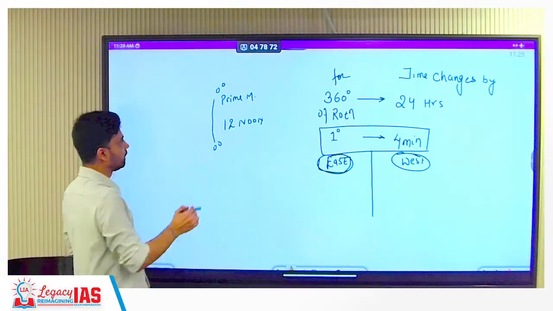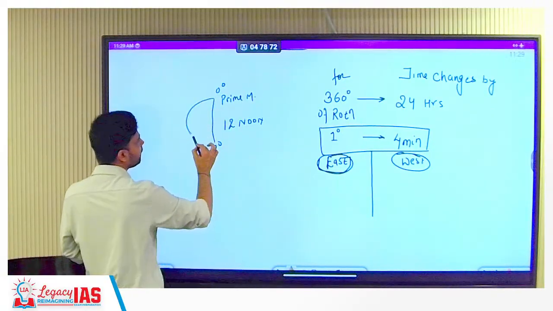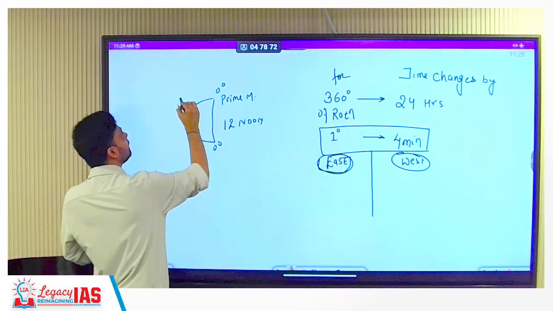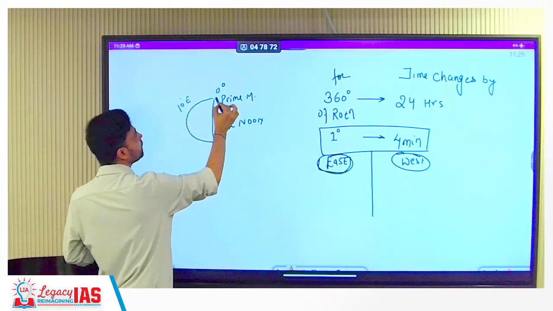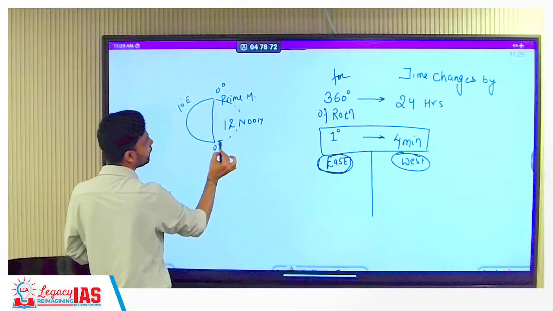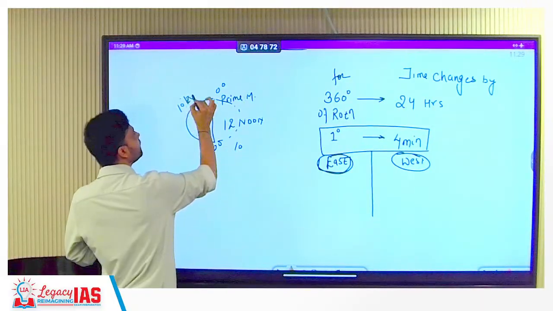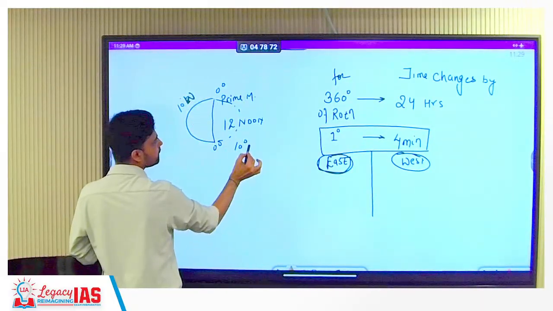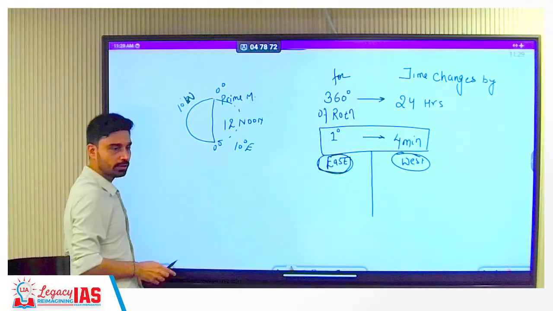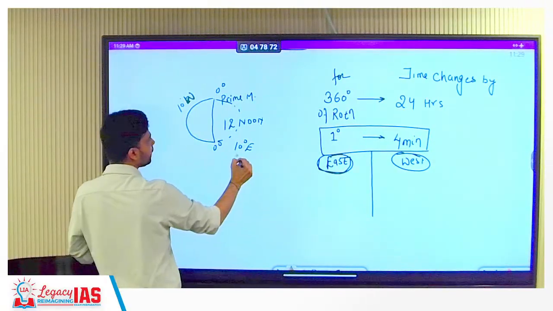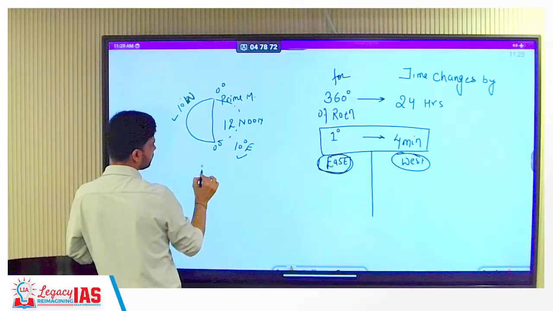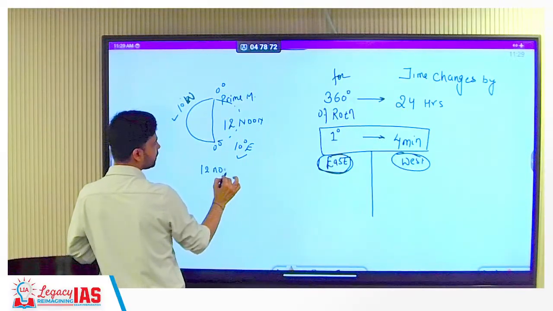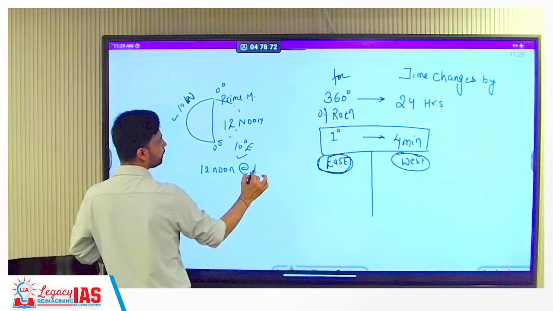Now I am saying that right now at the prime meridian, the time is 12 noon. Now someone asks you that my friend is at 10 degree west, and another person says that my friend is at 10 degree east. So what should be the time here and what should be the time here? Simple. Currently it is 12 noon at the prime meridian.